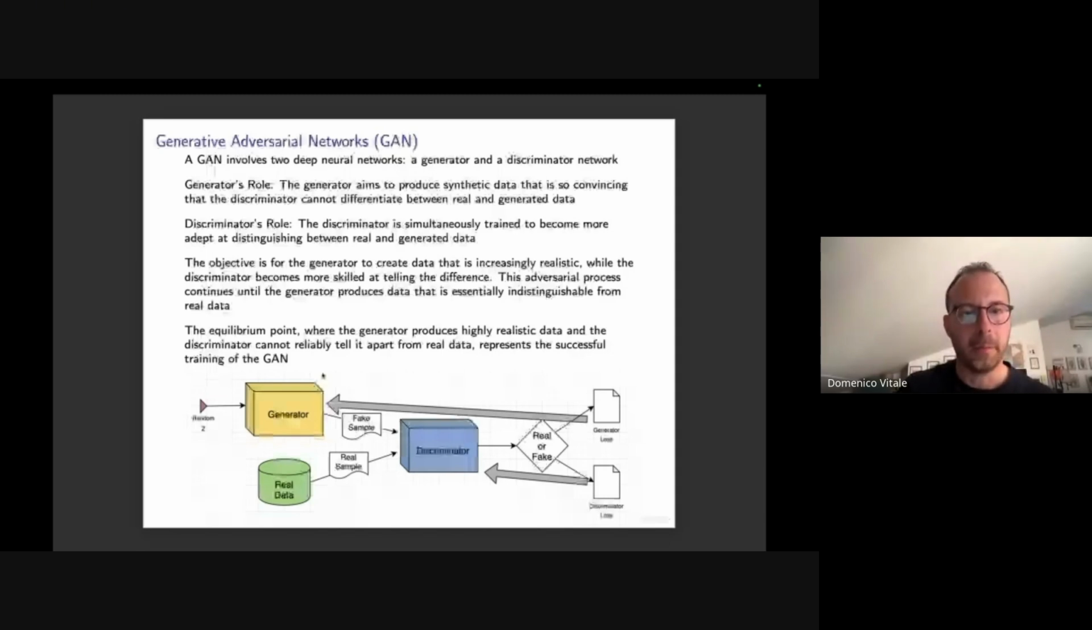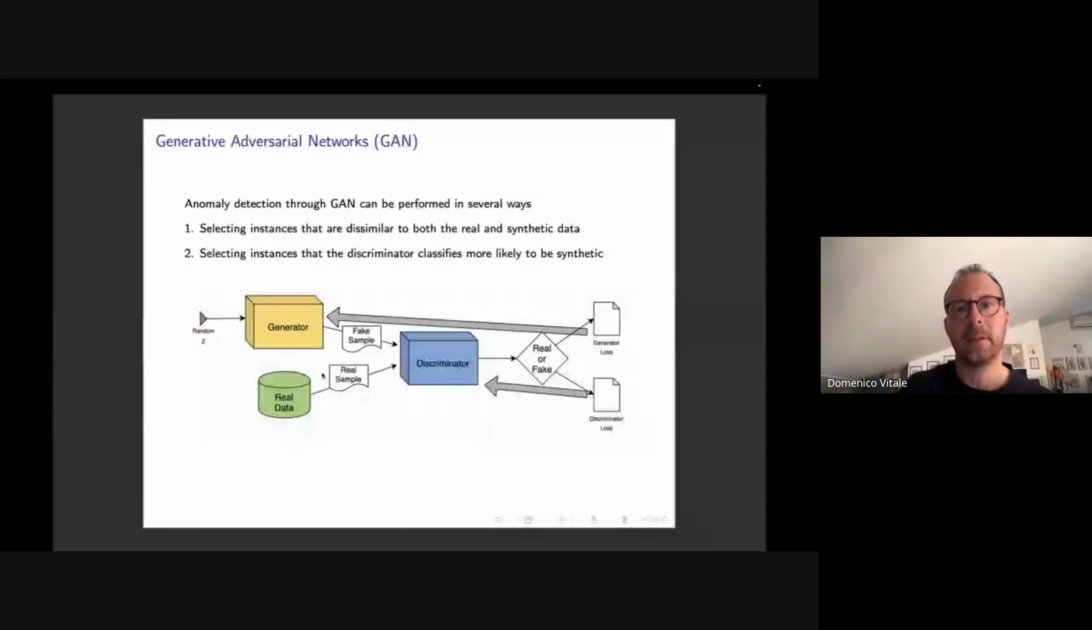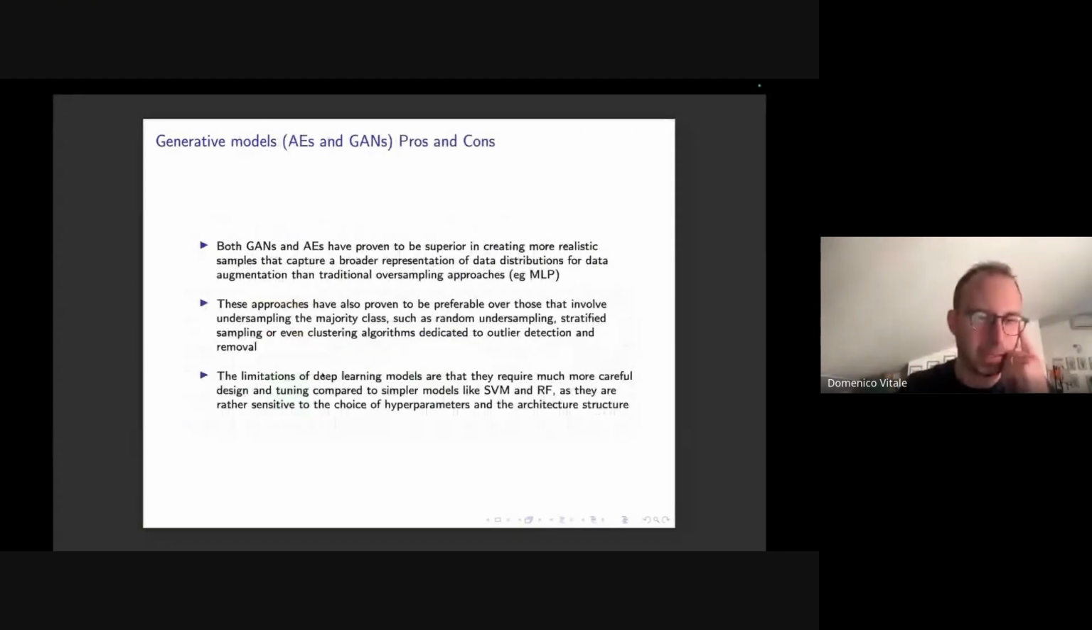How to detect anomalies with a GAN? There are several ways. One way is, after the training stage, to select the instances that are dissimilar to both the real and synthetic data. Another way is to select instances that the discriminator classifies as more likely to be synthetic, so to be fake.